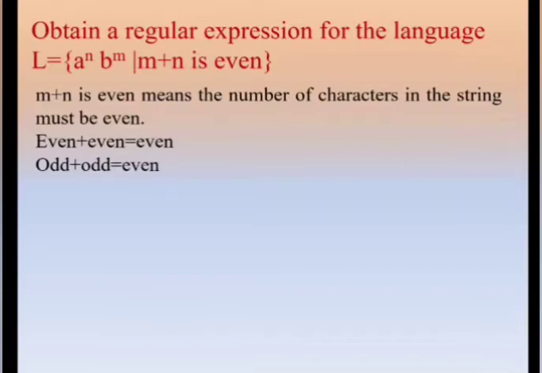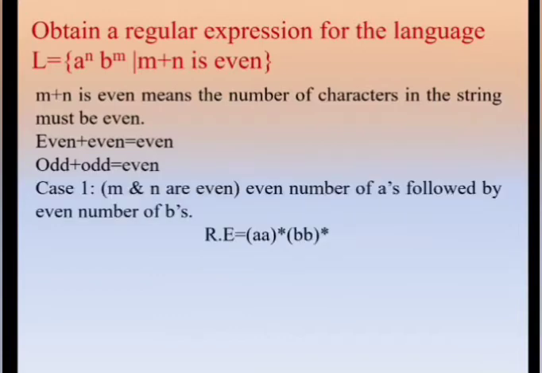To get a regular expression for these conditions, let us take the first condition where m and n are even. That is, even number of a's followed by even number of b's. So even a's is represented with aa, and any number of even a's means aa whole star. Similarly, even number of b's is bb, so that can repeat any number of times means bb whole star. So this is the regular expression for even number of a's and even number of b's.